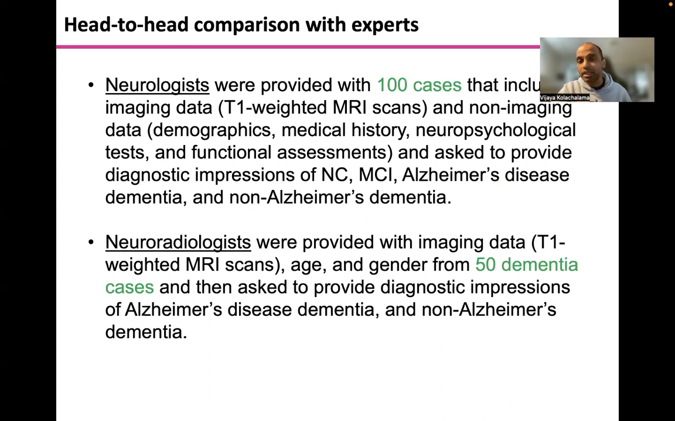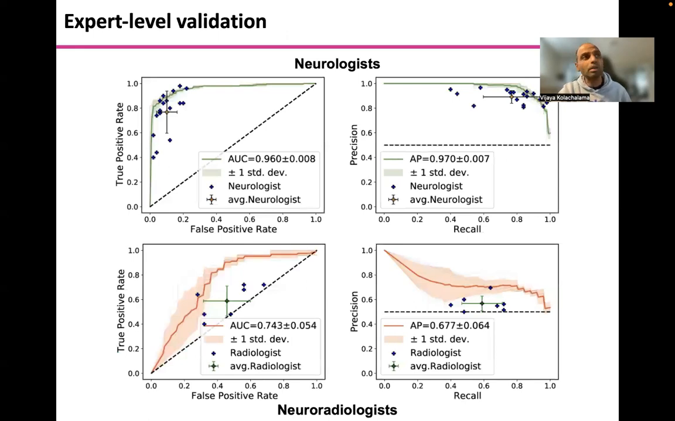Within those 100 cases, we had about 50 confirmed cases of dementia. We took those 50 cases and gave them to the neuroradiologist, but with limited information: just the imaging data, age, and gender. Then we asked them to provide diagnostic impressions of whether the person has dementia due to Alzheimer's or due to some other reasons.